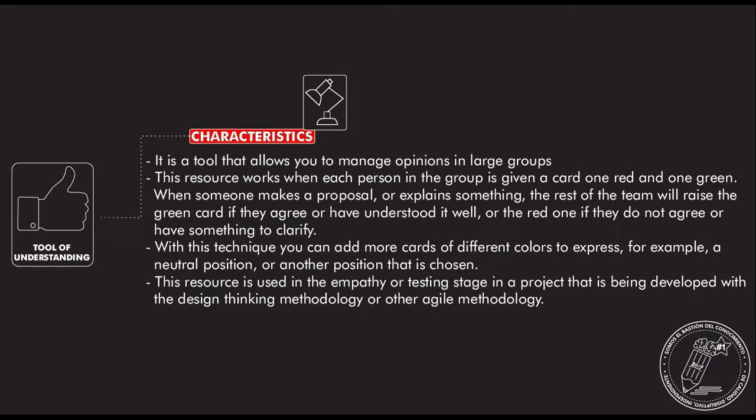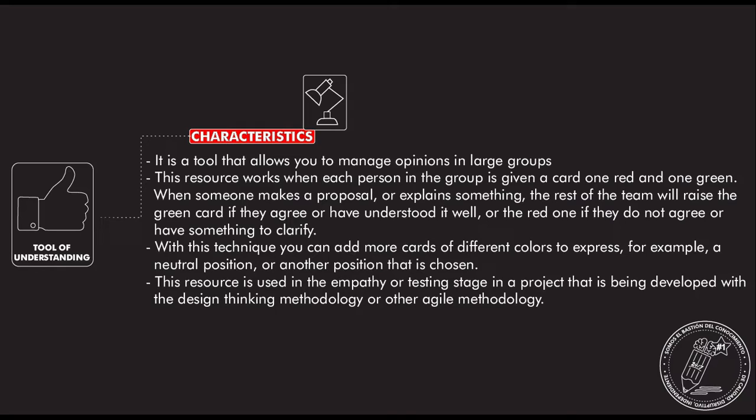This resource works when each person in the group is given a card, one red and one green. When someone makes a proposal or explains something, the rest of the team will raise their green card if they agree or understood what was being said, or red if they do not agree or have something to clarify. With this technique, you can add more cards of different colors to express, for example, a neutral position or another position that is chosen, for example, the yellow card.